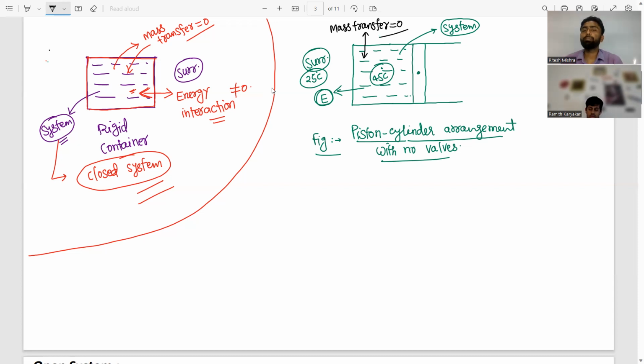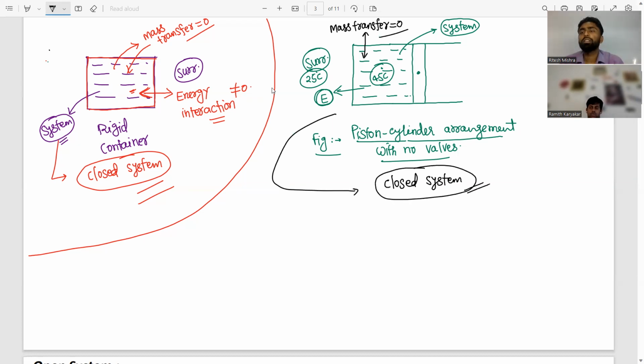So this is a type of closed system. When you are being asked about an example of a closed system, please say the piston cylinder arrangement with no valves is an example of a closed system, or a rigid container.